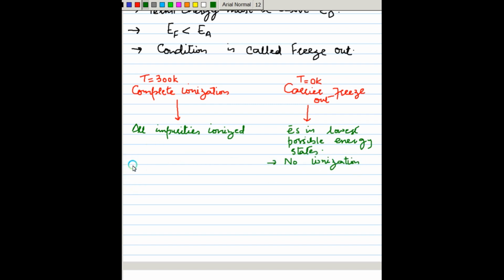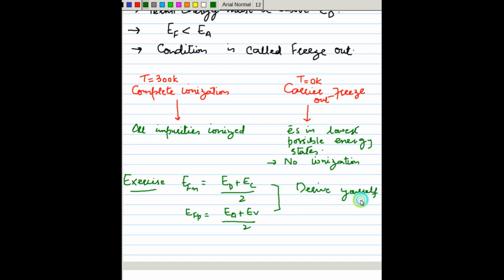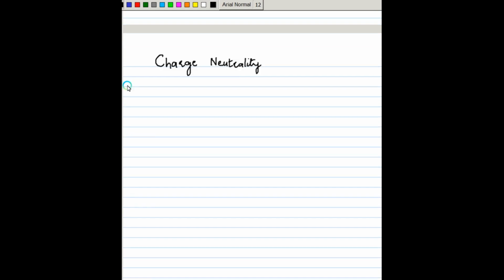Now there's an exercise left for you for this topic, which is that you have to derive analytically that at T equals 0, the Fermi energy EF lies midway between ED and EC for N-type. And similarly, the Fermi energy for a p-type lies midway between EA and EV. So these you have to derive yourself. We know that overall a semiconductor is electrically neutral because the sum of the positive and the negative charge is equal to 0. So charge neutrality means there is no net positive or net negative charge.